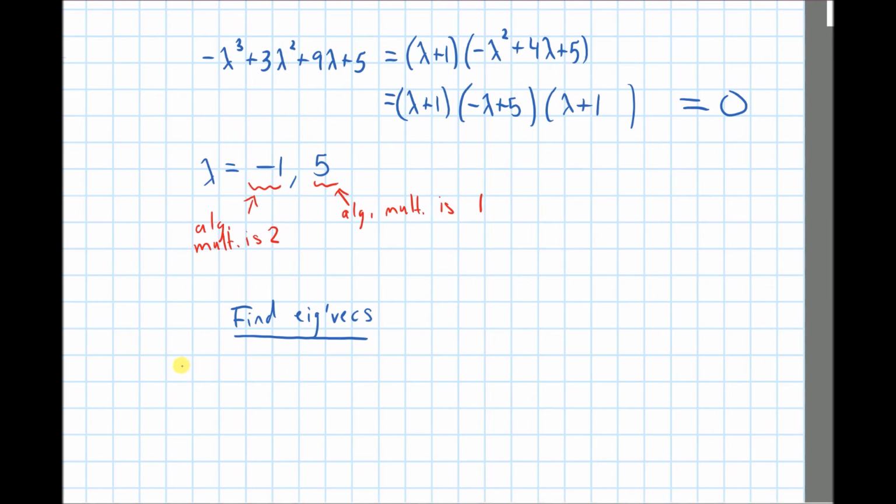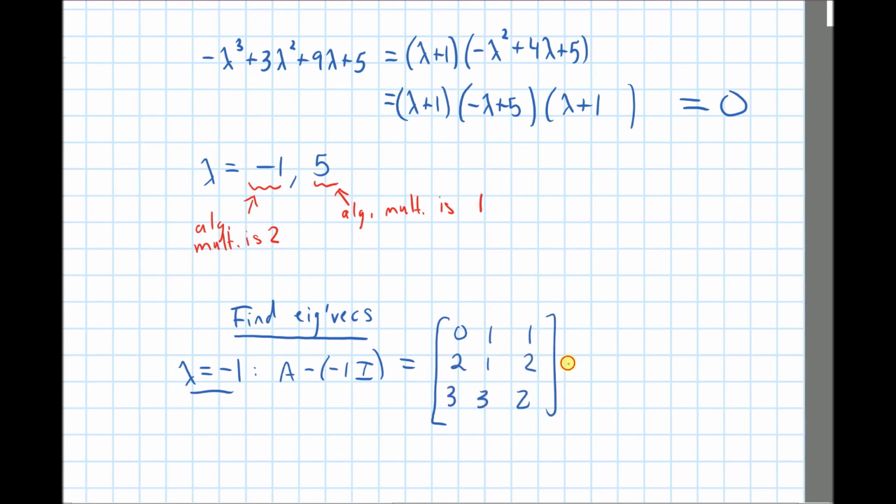All right, so let's do this for lambda equals negative 1. Let's find the eigenvectors. So I look at A minus lambda I, which is A minus negative 1 I. In other words, this is going to be A plus I. So if we add I to our original matrix, A was 0, 1, 1, 2, 1, 2, 3, 3, 2. That was the original matrix A.